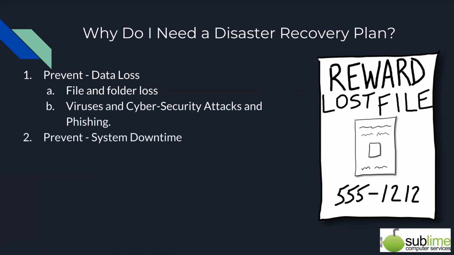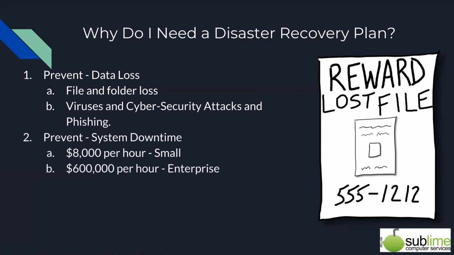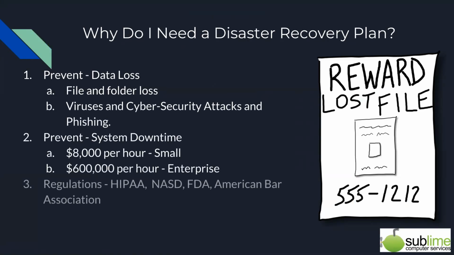And primarily, you want to prevent system downtime because system downtime means employees aren't working, products or services are not happening. And in a small business, that can be up to $8,000 per hour, depending on your size. This is kind of based around a 20-person shop. So $8,000 per hour all day long, that's $64,000 for the entire day. You don't want that. And if you're an enterprise, $600,000 per hour, that's also a terrible loss of time.